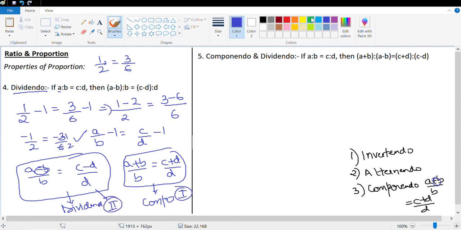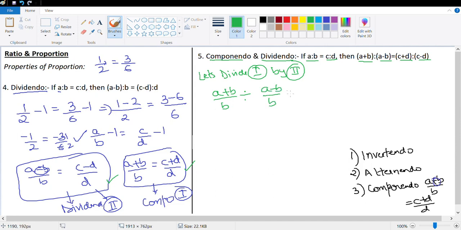Now the last property, which is using both componendo and dividendo. So it says if A is to B is equal to C is to D, then A plus B upon A minus B is equal to C plus D upon C minus D. So let's divide 1 by 2. We've already got 1. We've already got 2. Let's divide. So this is A plus B upon B divided by A minus B upon B. And on the right hand side, I have C plus D upon D divided by C minus D upon D.